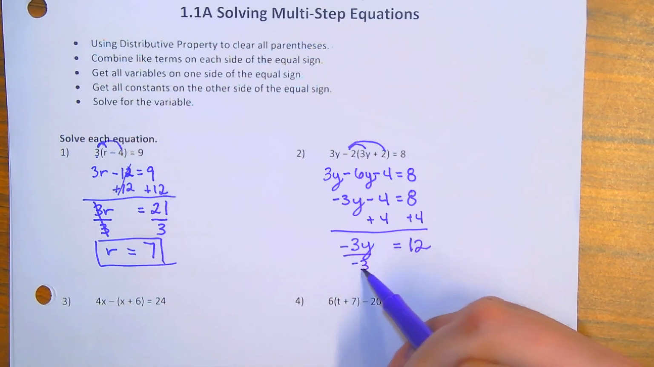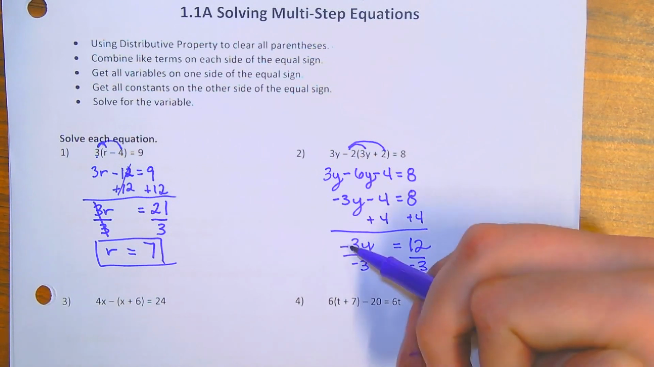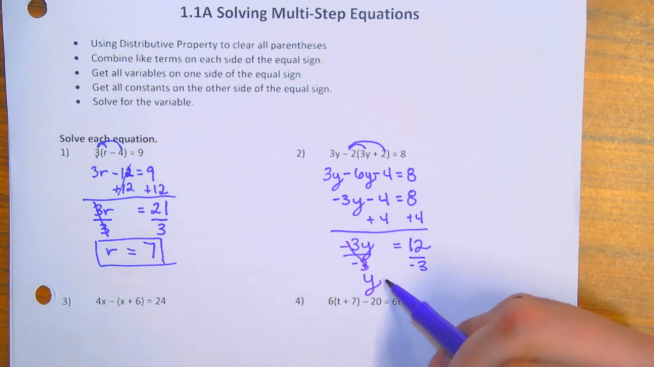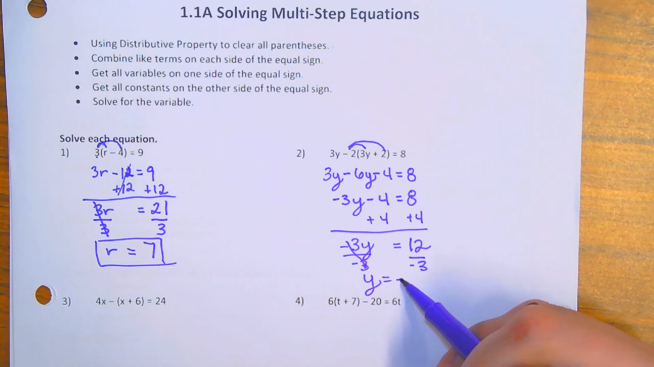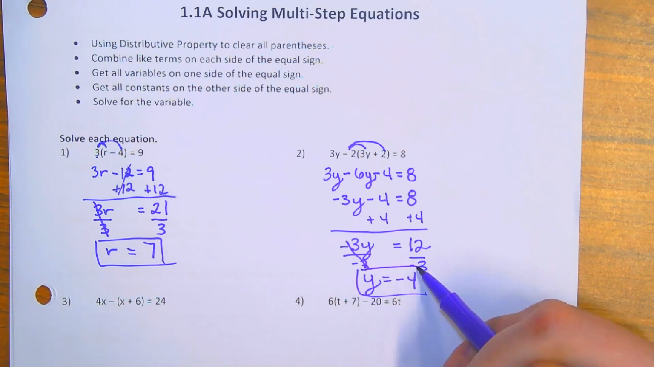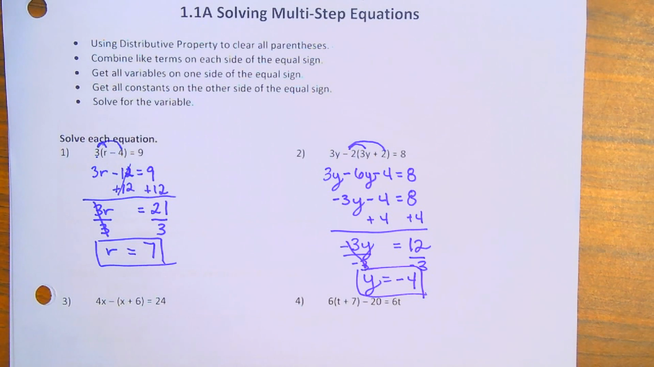Then you're dividing by your minus 3. Those cancel, and you end up with y equals 12 divided by negative 3, which is negative 4. And that's your answer. Okay?